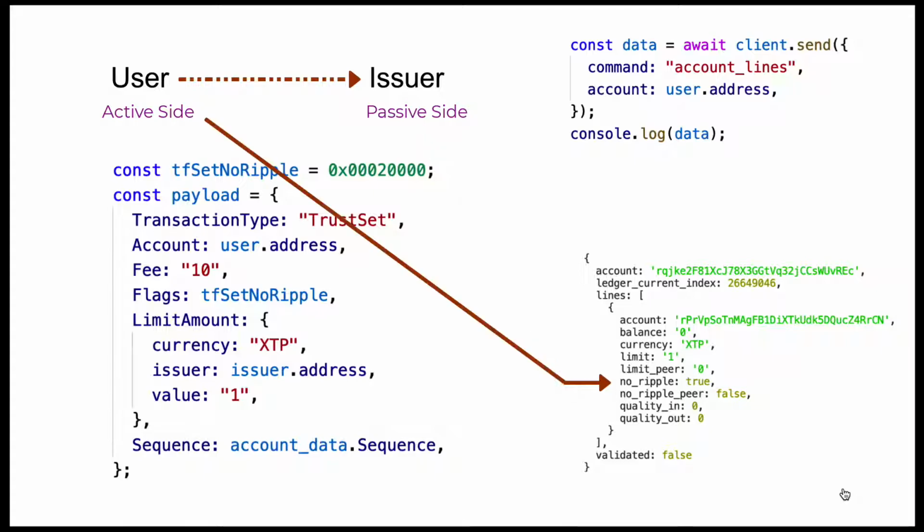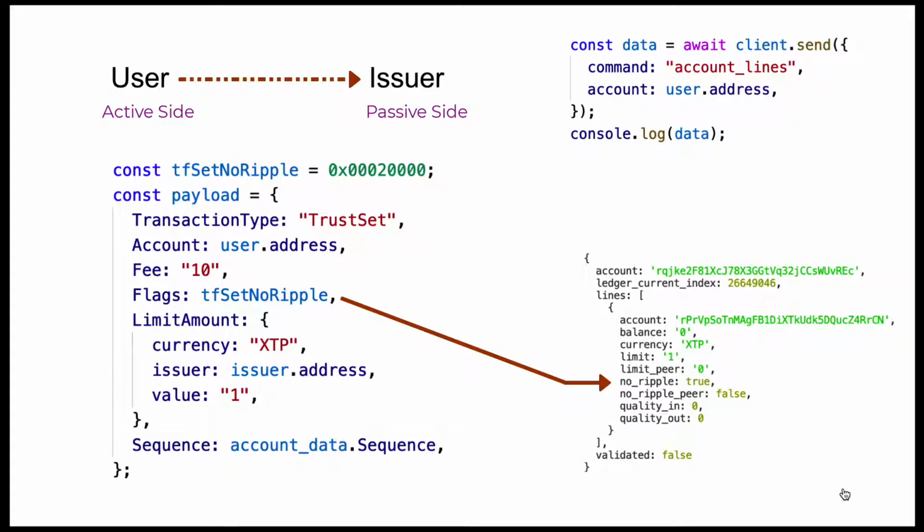And this value of no ripple, which is from the active side or the user end in our case, is not picked up based on whether the default ripple flag is set on the user account or not. By default, its value is false, and while setting up the trust line, the user must set the no ripple flag, which disables rippling from the user account's end.